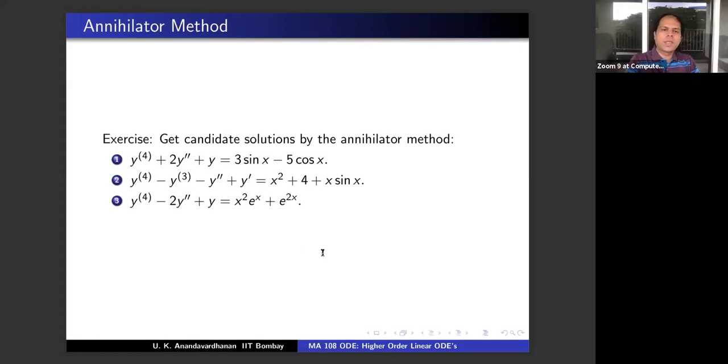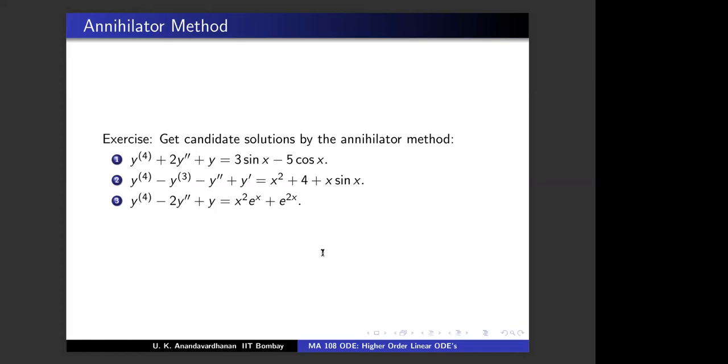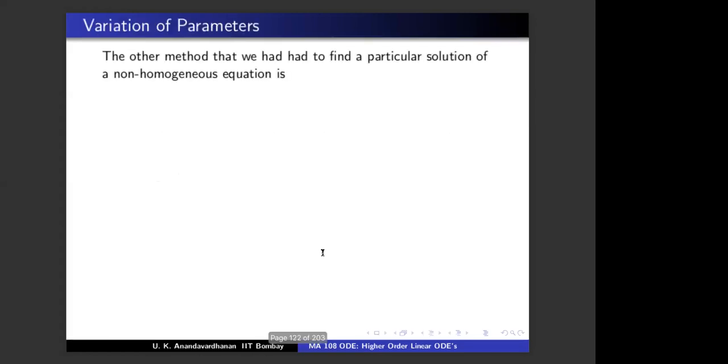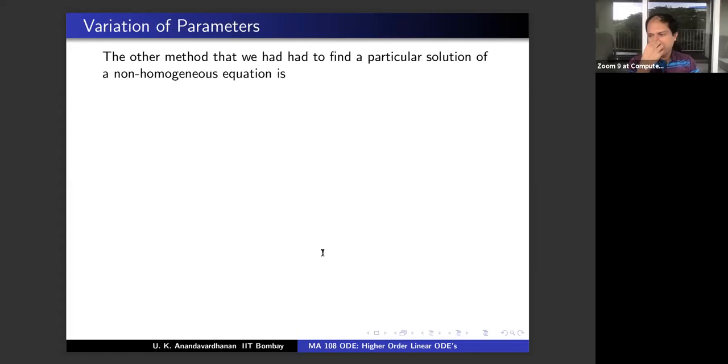I'm not doing more examples, but do this as an exercise. Do this as an exercise so that you can solve all this by the annihilator method, and you would have gained more experience. Now let's come to variation of parameters. Very, very interesting. So we had a little bit of theory, right? There was a trick which we did.